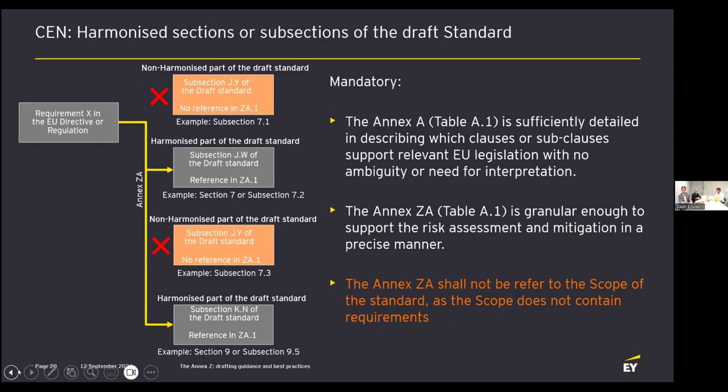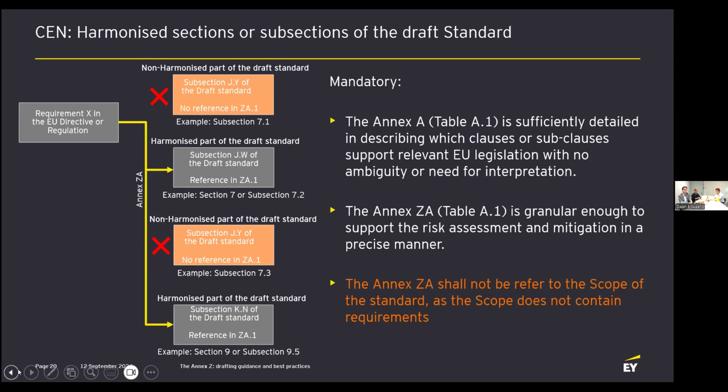Here the important thing is the Annex Z. Sorry, this is a mistake. Annex Z should say here: the Annex Z is sufficiently detailed in describing which clauses or subclauses support relevant EU legislation. So there should be no ambiguity in identifying which parts are supporting the essential requirements.